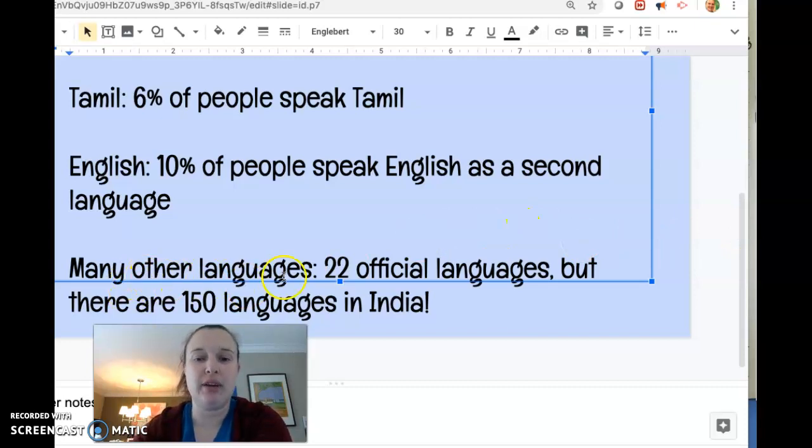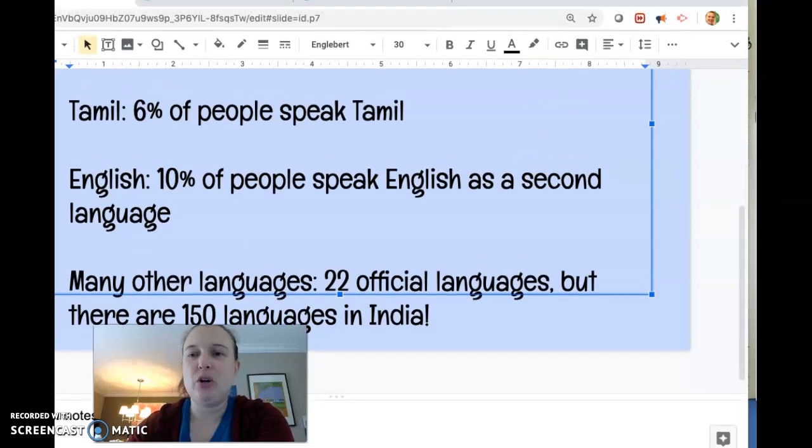There are many other languages. There are 22 official languages, but there are over 150 languages in India. So when you meet people in India, they might say, yeah, I can speak Hindi and English, but also I can speak some other languages. I've had students from India in the past, and it's just incredible how many different languages they can speak. I think that's really cool.